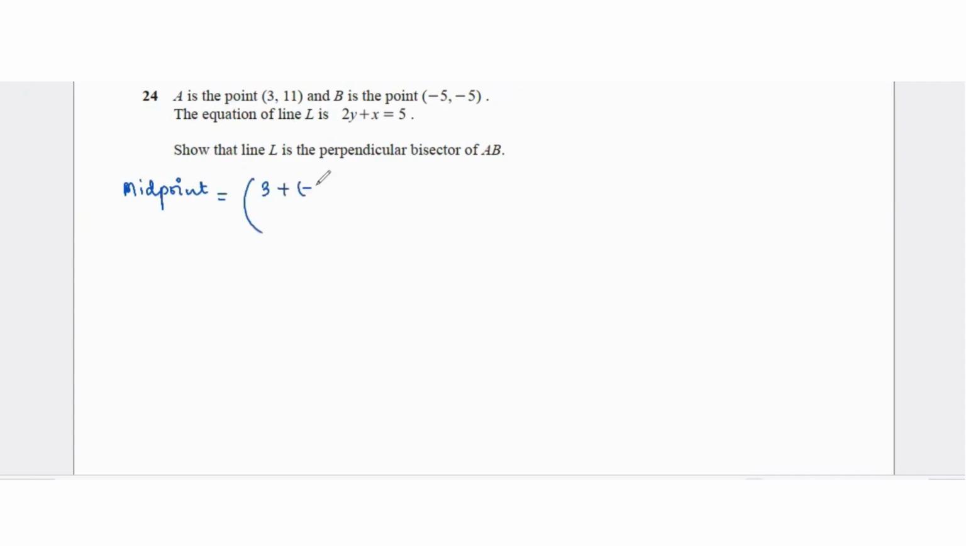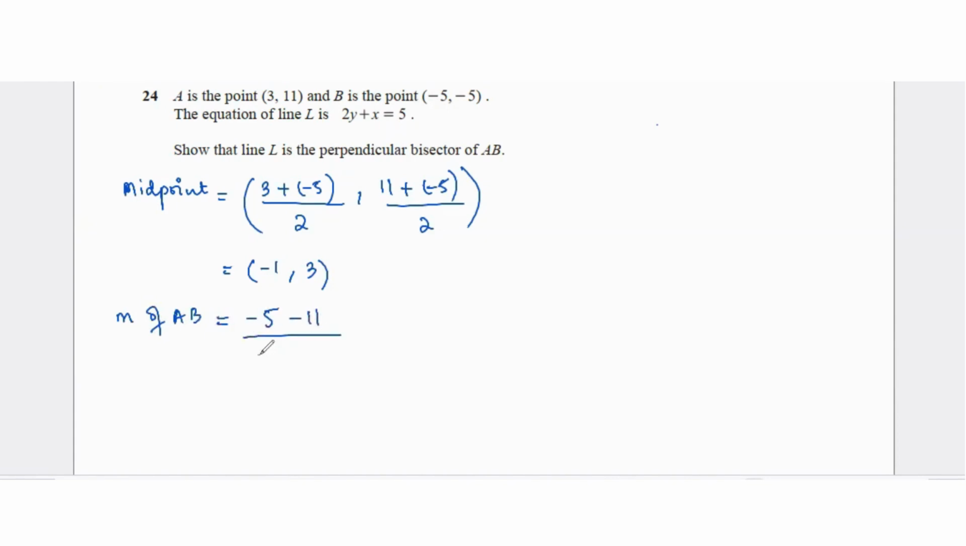(3 plus -5) over 2 and (11 plus -5) over 2, which gives -1 and 3. Then we're going to find the gradient of AB, which would be -5 minus 11 divided by -5 minus 3, which is going to equal -16 over -8, which is 2.